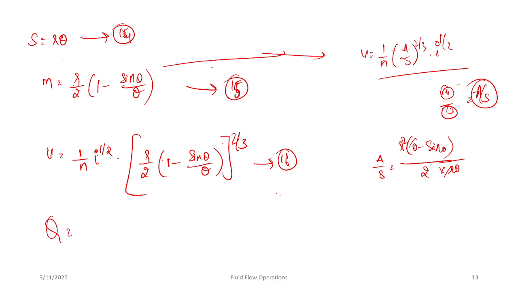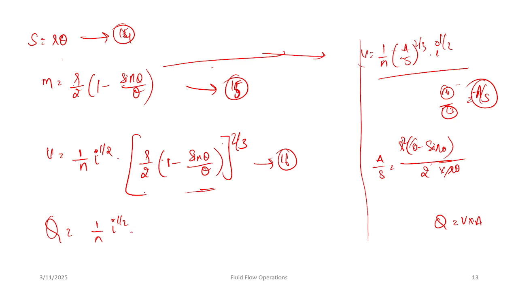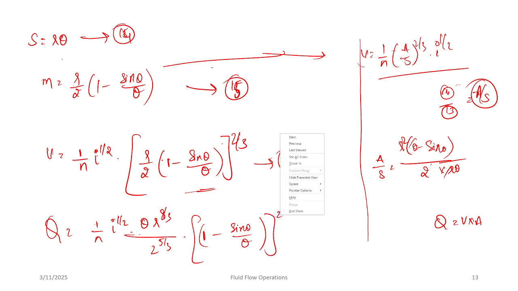flow rate will be just multiply area, Q is equal to V into A, right? So just multiply area into 16. We'll be getting 1 by N into I power 1 by 2 into, you just have to multiply this term. I'll write down the final equation. So just cross check this equation once. So this will become 1 by N into I power 1 by 2 into theta into R power 8 by 3 by 2 power 5 by 3 into 1 minus sine theta by theta whole power 5 by 3. Okay. That's the equation number 17.